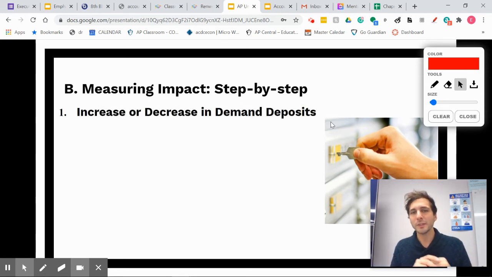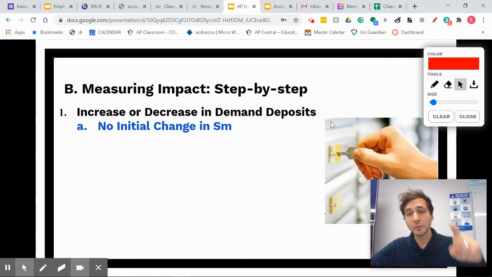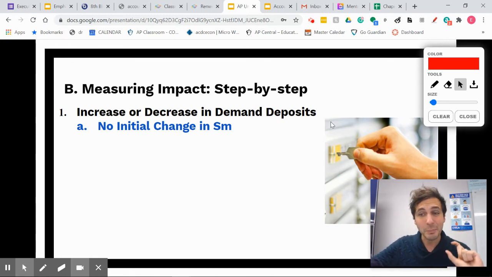When there's an increase or decrease in demand deposits, when people deposit money in the bank or take money out, here are the steps. And we talked about this a little bit in our emphasis. First of all, remember there's no change in the supply of money. It's just a change in the composition of M1. Both checkable or demand deposits and cash are M1.